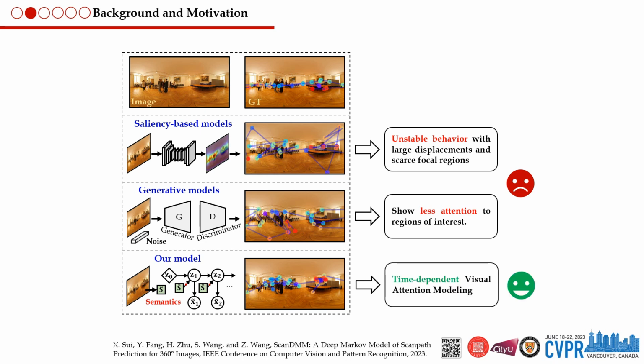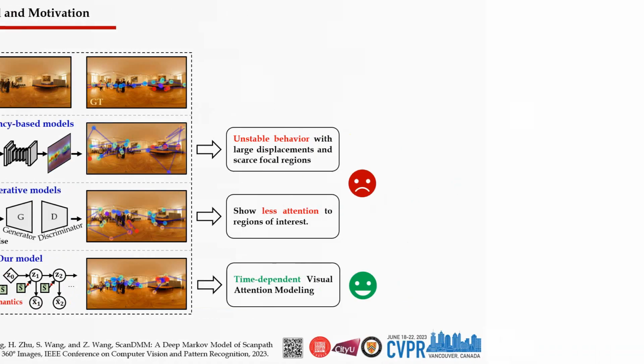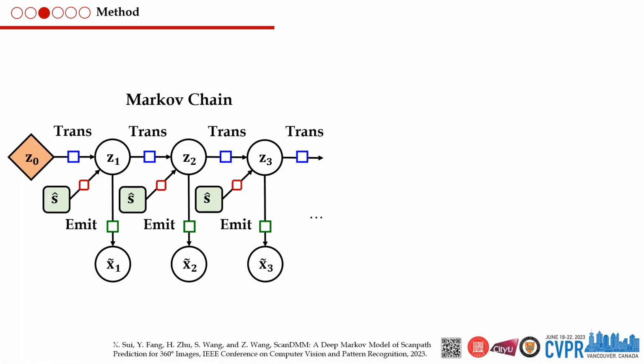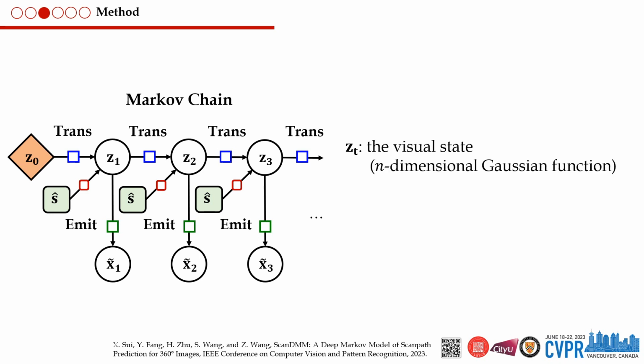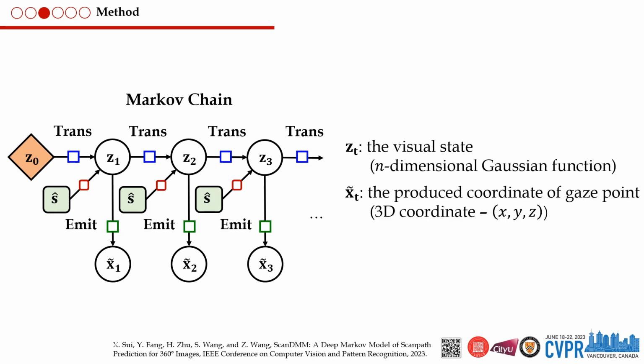To address these issues, we propose a deep Markov model, named ScanDMM. Recalling that in our model, we represent the visual state at a certain time as Z_t, which is modeled using a Gaussian function with n dimensions. The produced coordinate of the gaze point is denoted as x tilde t, which is a 3D coordinate. We also have an encoded representation of the scene semantics, represented as s hat. In the next part, we will explain how our model predicts scan paths.